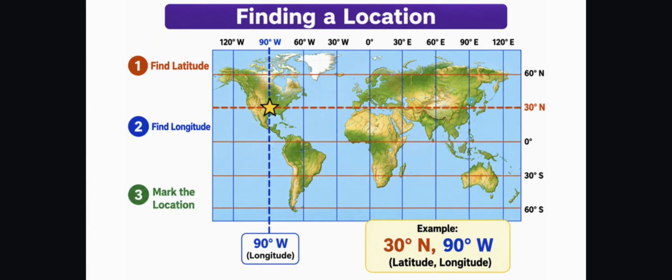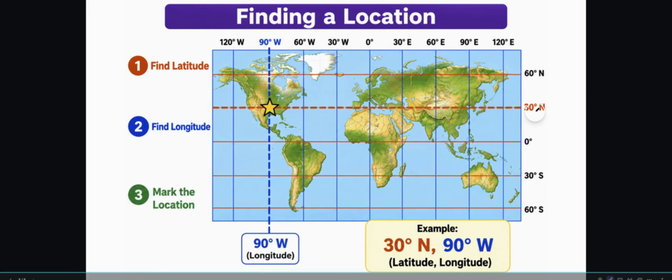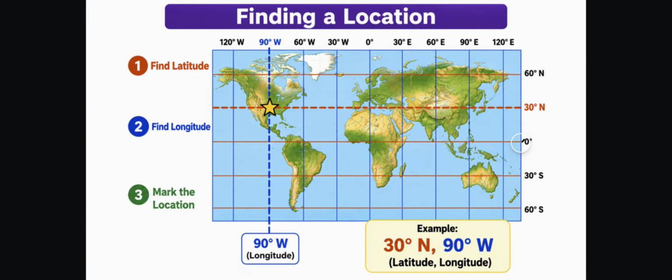For example, on this map, the coordinates are 30 degrees north and 90 degrees west. So we first have to locate our 30 degrees north. So from 0, we go north and we found our 30 degrees north right here. Then move to the 90 degrees west. We look over here, this is 90 degrees east.